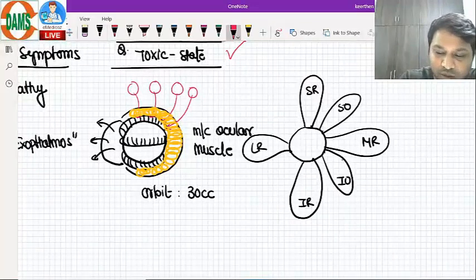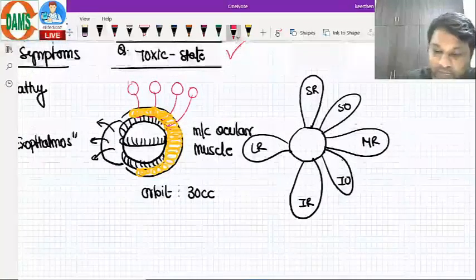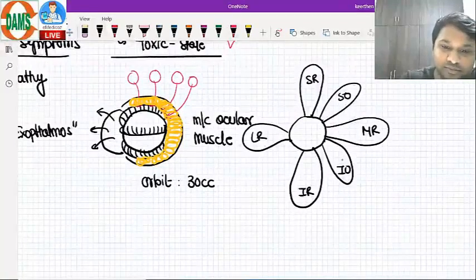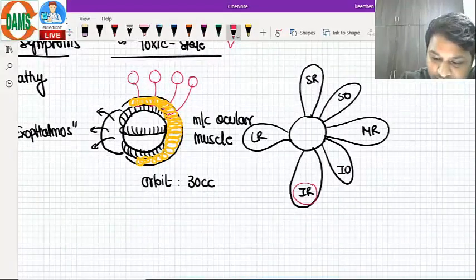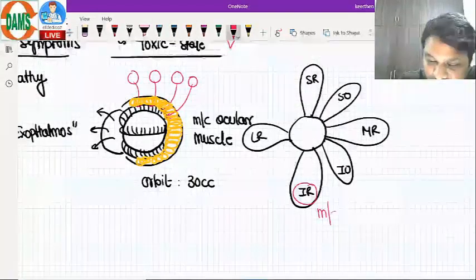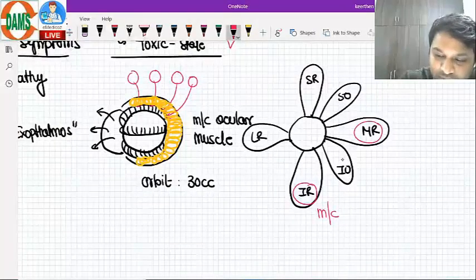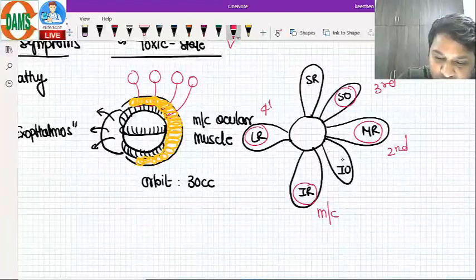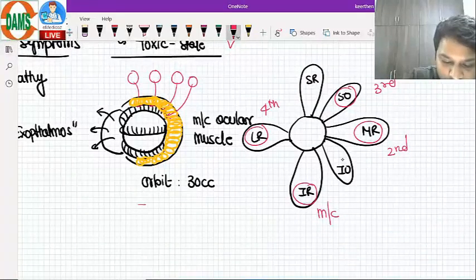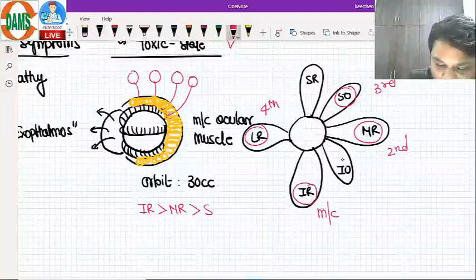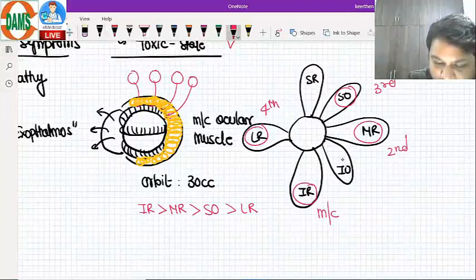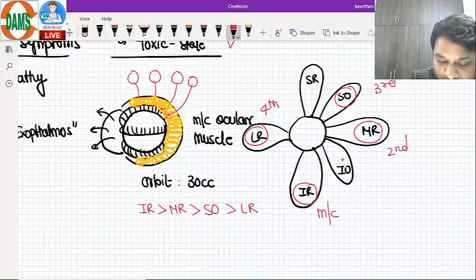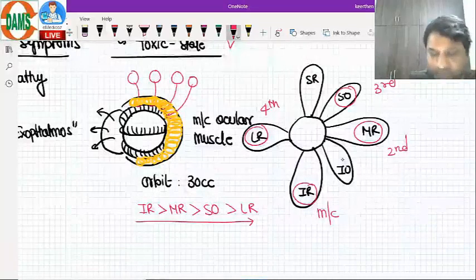What is the most common ocular muscle to be involved? Anybody? It is inferior rectus. Second one is medial rectus. Third is superior oblique. And last, or the fourth one, is lateral rectus. So the order of involvement is inferior rectus, followed by medial rectus, followed by superior oblique, followed by lateral rectus. This is the order of involvement.